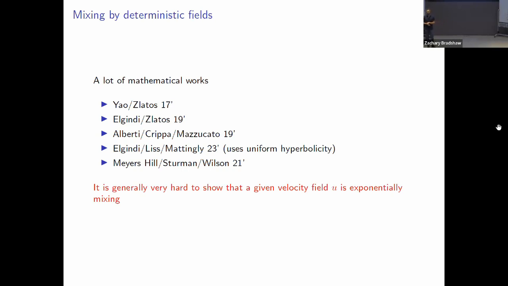So the whole point of all this is that in general, though, if I just give you a velocity field, it's extremely hard to determine whether it's mixing or not. Okay, even in very simple situations, it's extremely hard to do, and it's even hard to construct them.